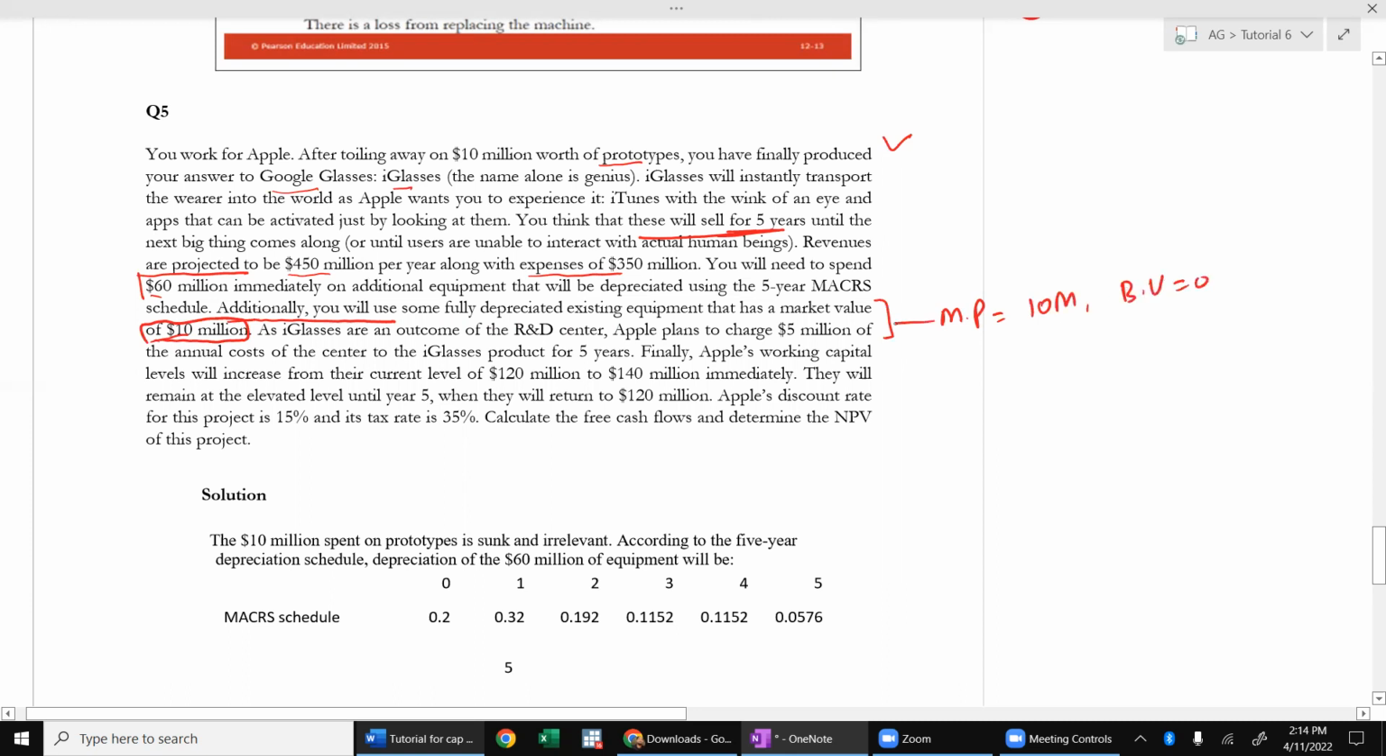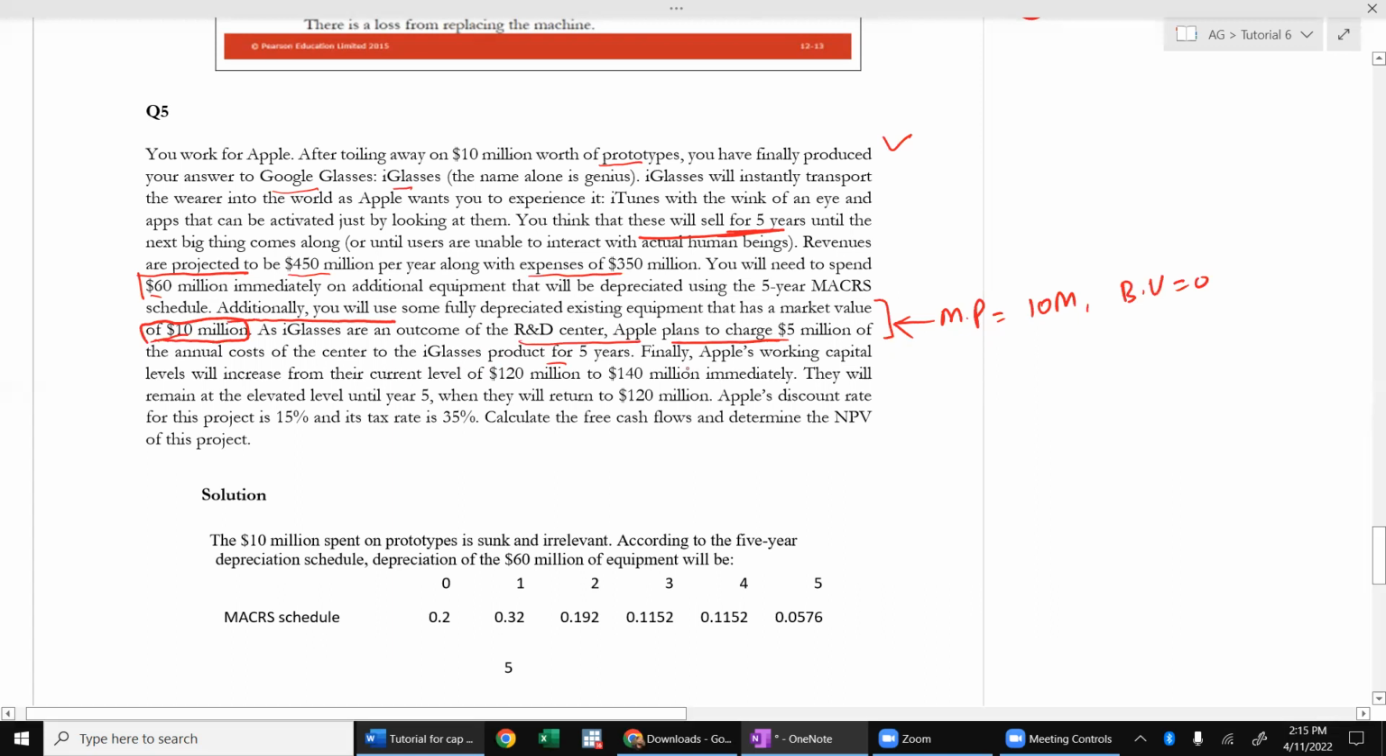So you will also use this hardware in the new project. Okay. As glasses are an outcome of the R&D center, the company plans to charge 5 million of the annual cost of the center to the eyeglass product for 5 years. So this is again a sunk cost. You don't need to be worried because this is an R&D expense.